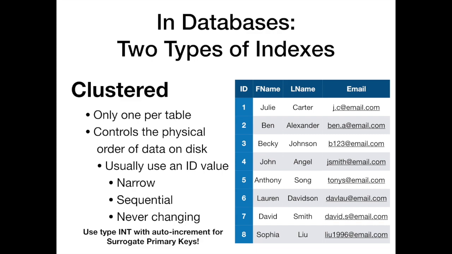So the de facto standard, it turns out, is to use an integer for your primary key with the identity function in SQL Server, and that ensures that your ID value for your index will be narrow, sequential, and never changing. And remember, if you define that ID as a primary key in your table, it's automatically going to create a clustered index for you. So you really don't have to think about it. You're going to get that benefit automatically.